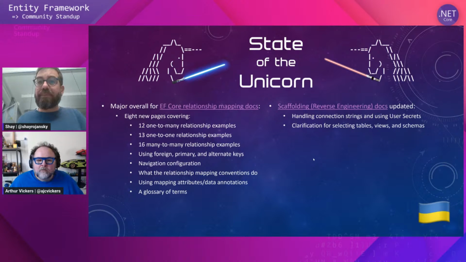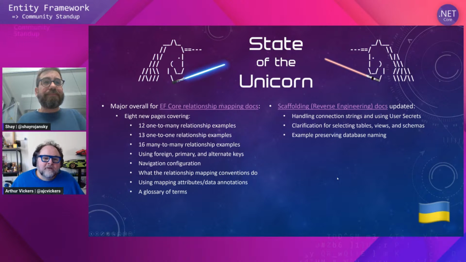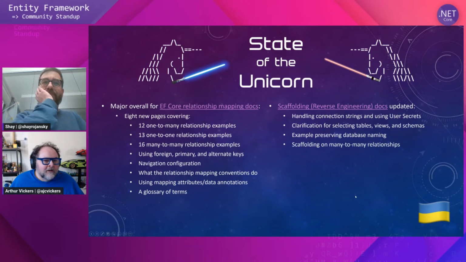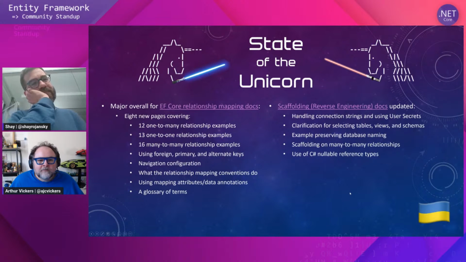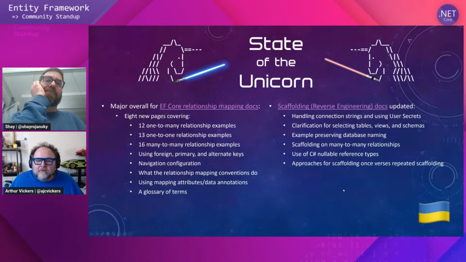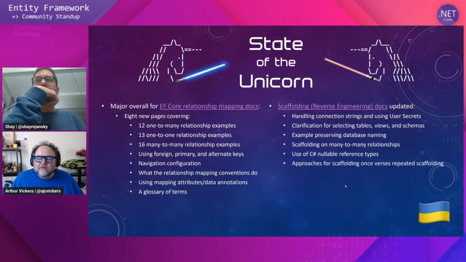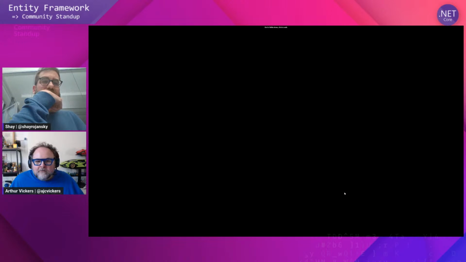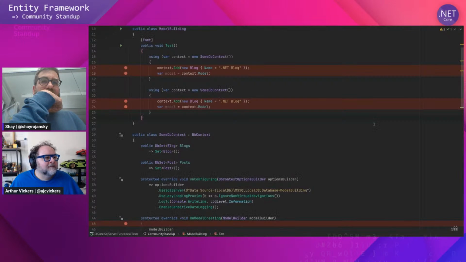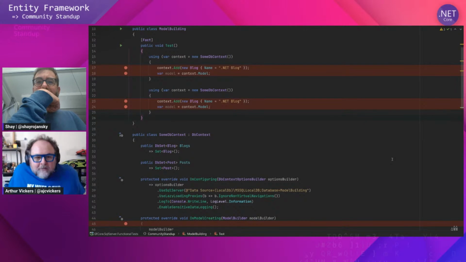Some clarification on how it works for selecting tables, views, and schemas, and the interactions between those flags, which was a little confusing. We've got some examples of what it means when you say use database names, because that again could be a little confusing. Showing how we scaffold many-to-many relationships, some details of how C# nullable reference types are used in scaffolding, and then some conceptual documentation on different approaches to using scaffolding as an ongoing process in your application development. So that's State of the Unicorn. And unless there's any questions on that stuff, we'll go straight into model building.